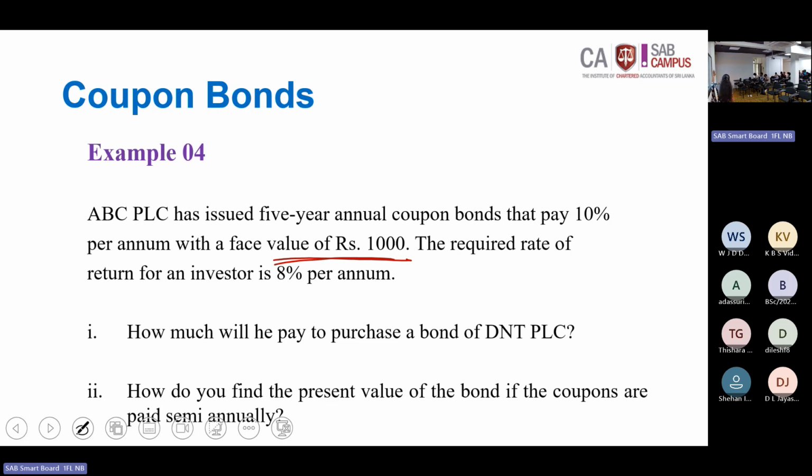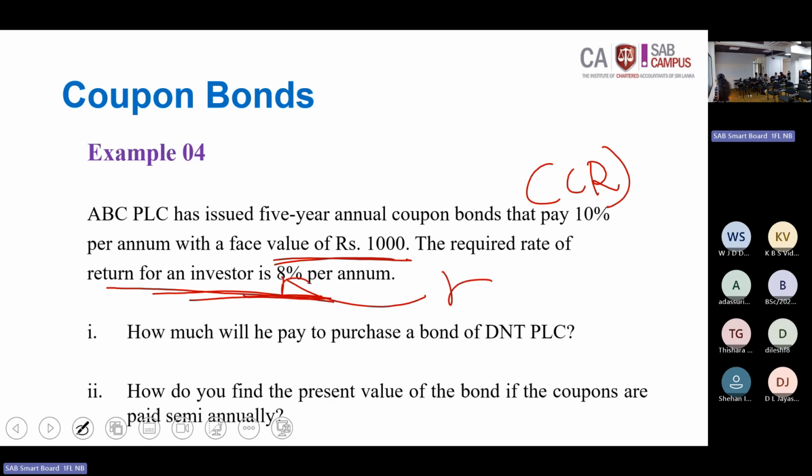See here, a coupon bond that pays 10% coupon per annum. That's the coupon rate. But the required rate of the investor, how much is it? It's 8%. It is R. The investor is expecting some interest rate, 8%, but the company is paying 10%, more than the investor's expectation. Therefore, R is 8% and the coupon rate is 10%.